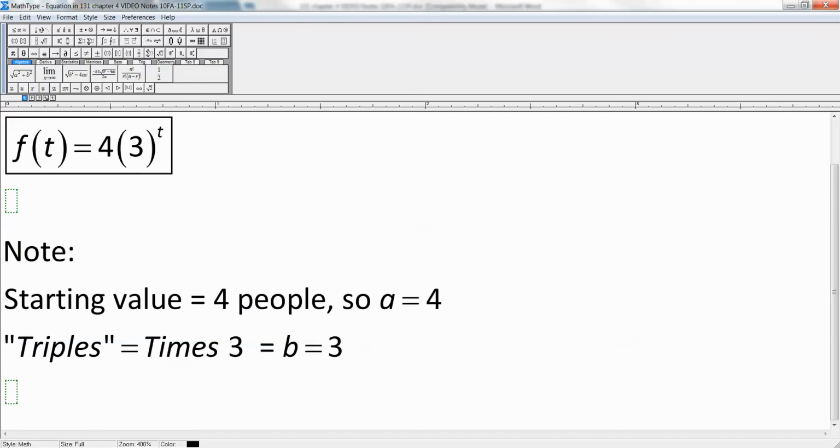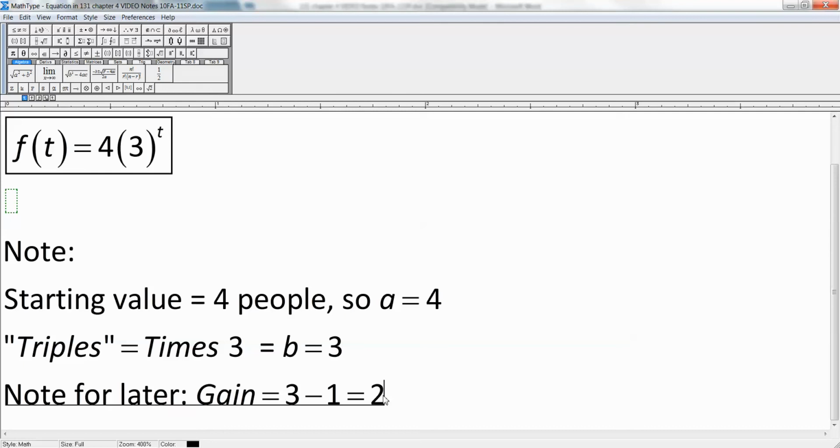Okay. If b is equal to 3, that means you gain 2, right? Because you take 3 take away 1, which is 2. Because let's say if one person has it, then the next day 3 people have it. Okay, so the one person isn't a gain. They already had it. The persons you're gaining is the 2. Okay, just keep that in mind for later. So this is a note for later.